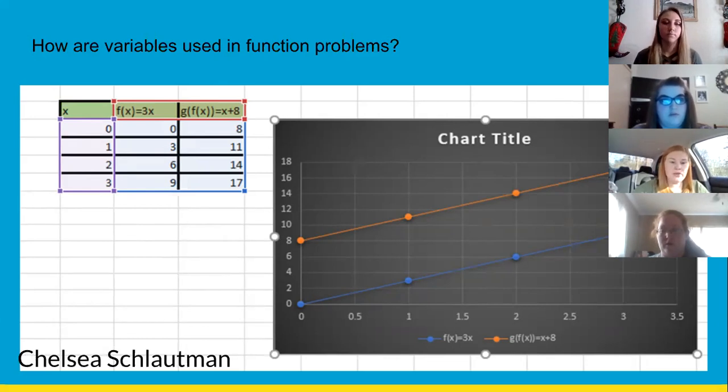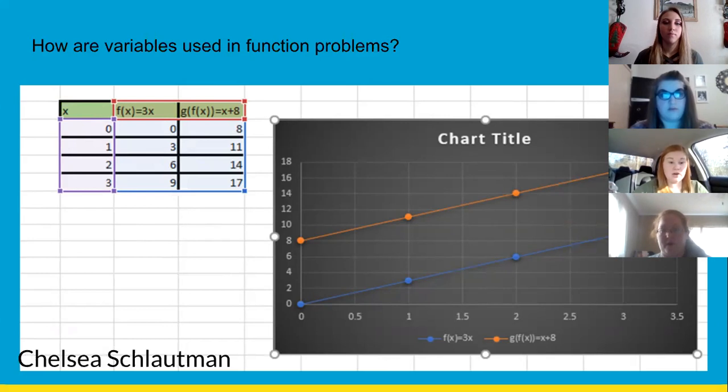And then in the third column here, you see g of f of x equals the value we previously got plus 8. So we plug that in and add the 8 as well. So the variable gives you the answer of 0 for the first one and 8. And as you can see on the graph, at 0, it goes up to 8.